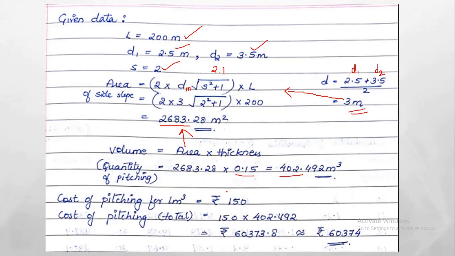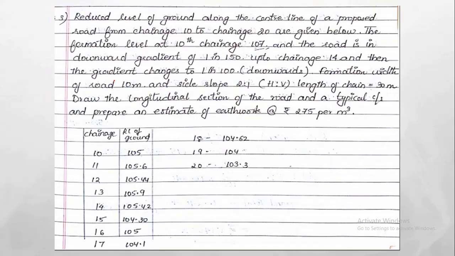Okay, and as a second, this was the first part of the question, and in the second part, we have been asked to calculate the cost at the rate of 150 per meter cube. So we have the quantity here multiplied by rate, it will give you the amount. This is a very simple problem. You need to know just the formula, area of side slope. Okay, so now it's time to go to the third problem.